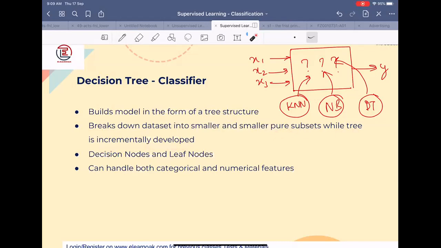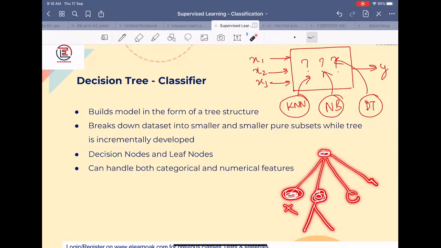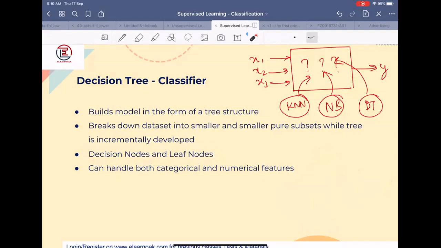Now there are two kinds of nodes on a tree. We have decision nodes and we have leaf nodes. A decision node is somewhere from which we'll take a decision and divide it into multiple parts. A leaf node is somewhere we'll end the tree. The tree will not continue further at that point. So we have decision nodes and we've got end nodes.